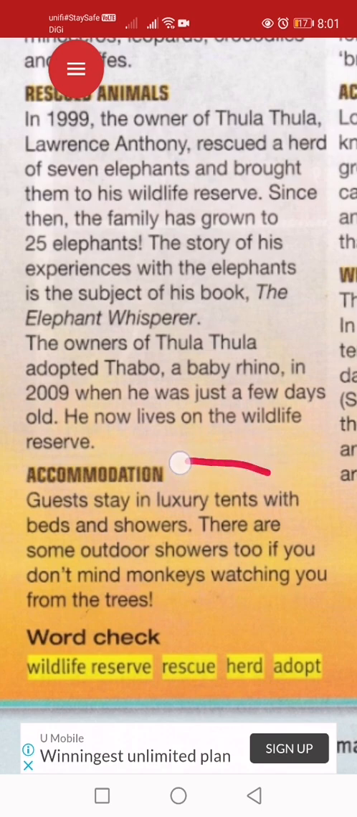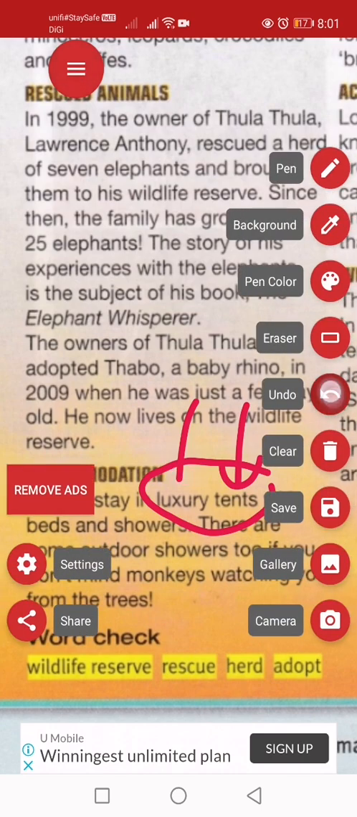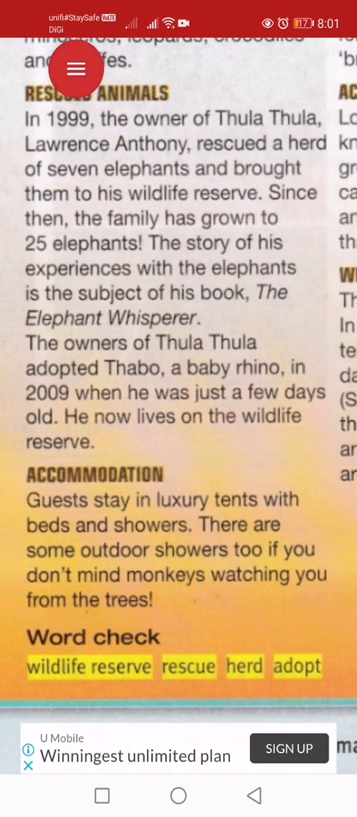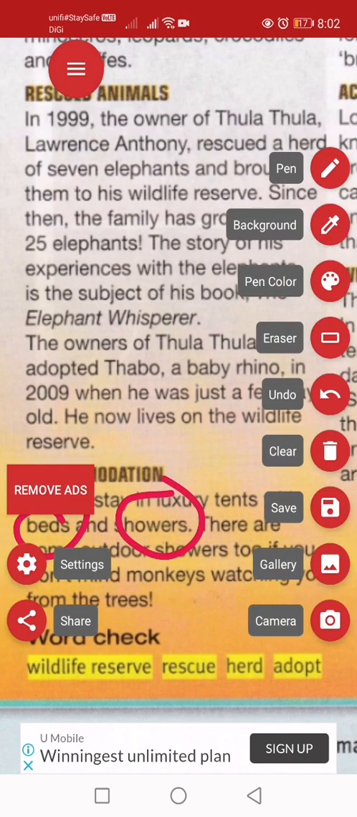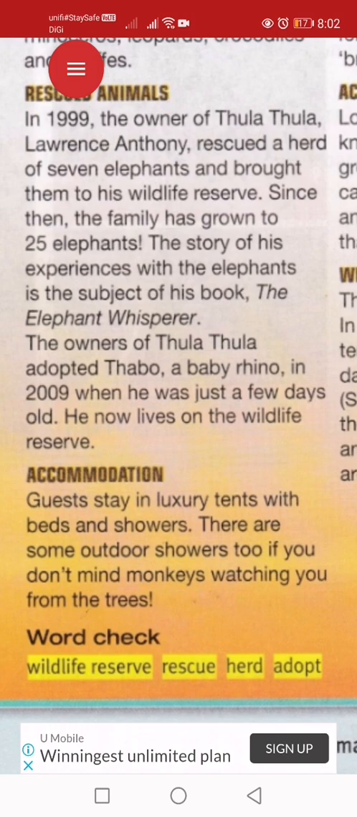Guests stay in luxury tents. Tents ialah kemah. Luxury bermaksud mewah. Kemah yang mewah. Okay, with beds and showers. Ada katil, ada tempat untuk mandi.